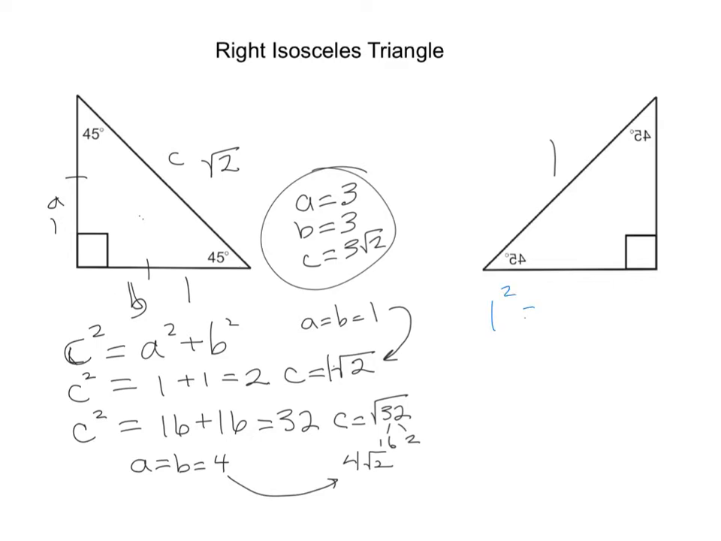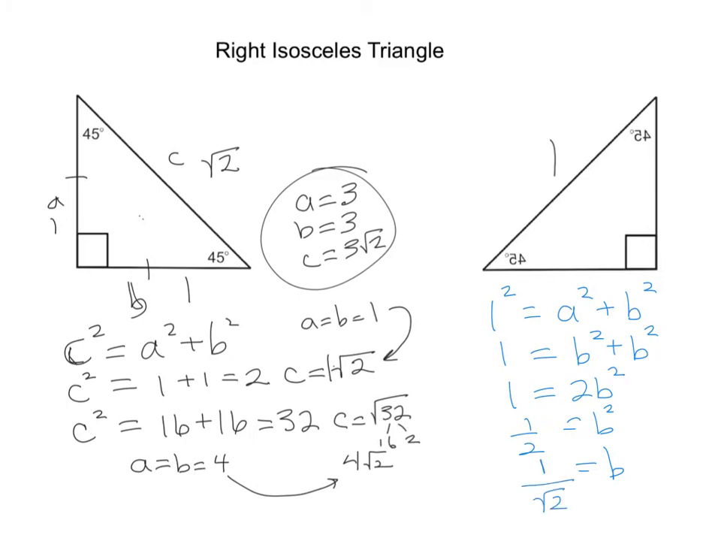So that means 1 squared is equal to a squared plus b squared. So 1 equals, a and b are the same, so I could say b squared plus b squared. So 1 equals 2b squared. b squared is 1/2. So b has to be equal to the square root of 1 over the square root of 2. Okay, so what that means is the ratio for this one is 1 over square root of 2, 1 over square root of 2. Now remember rationalizing denominators.